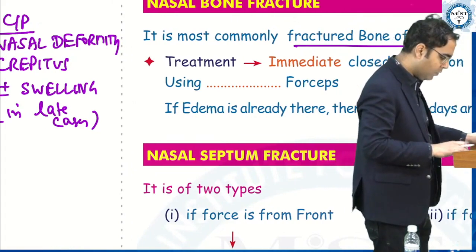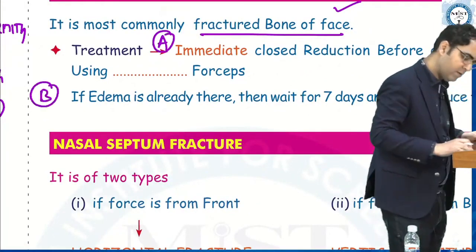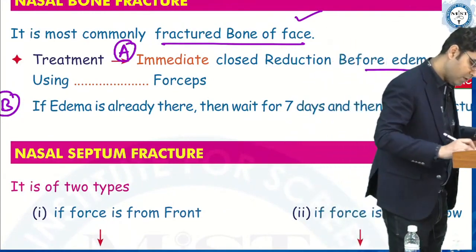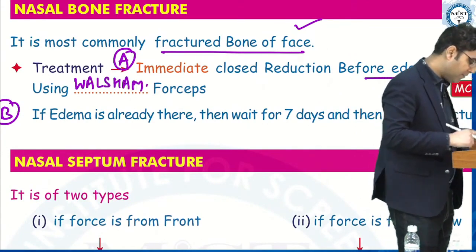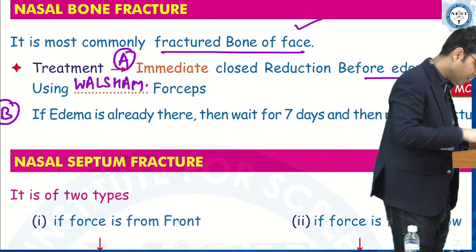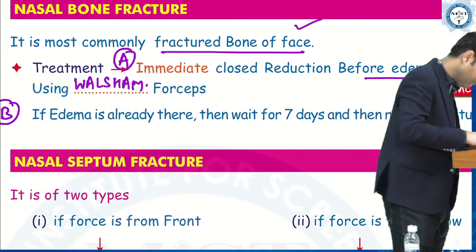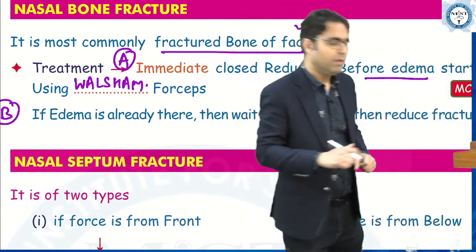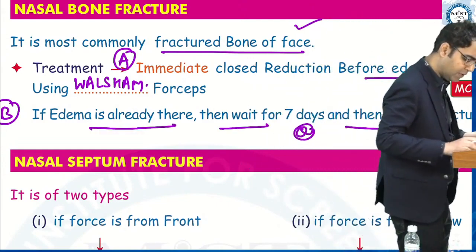Okay. Now, treatment. Write down treatment A and B, beta. A is immediate close reduction before edema starts using Walsham forceps. Walsham forceps, beta. But B, if edema is already there, then wait for 7 days and then reduce the fracture.